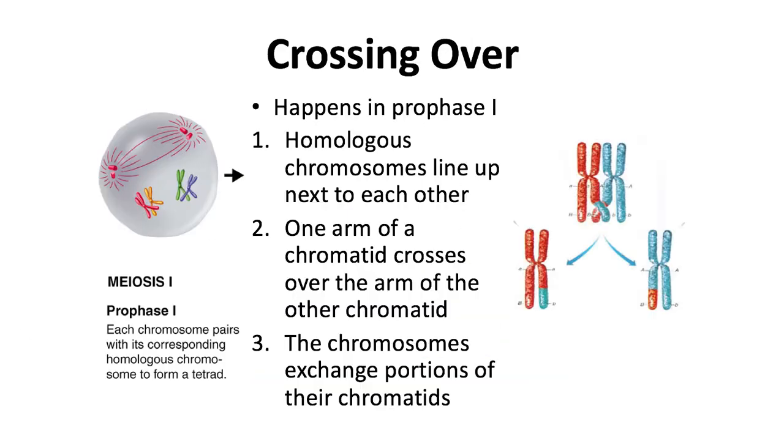Okay, so here is a closer look at crossing over, which happened in prophase 1. And in crossing over, you have the homologous chromosomes exchanging pieces. So you can see this chromosome has a little bit of the blue, and this one has a little bit of the red. This is crossing over.